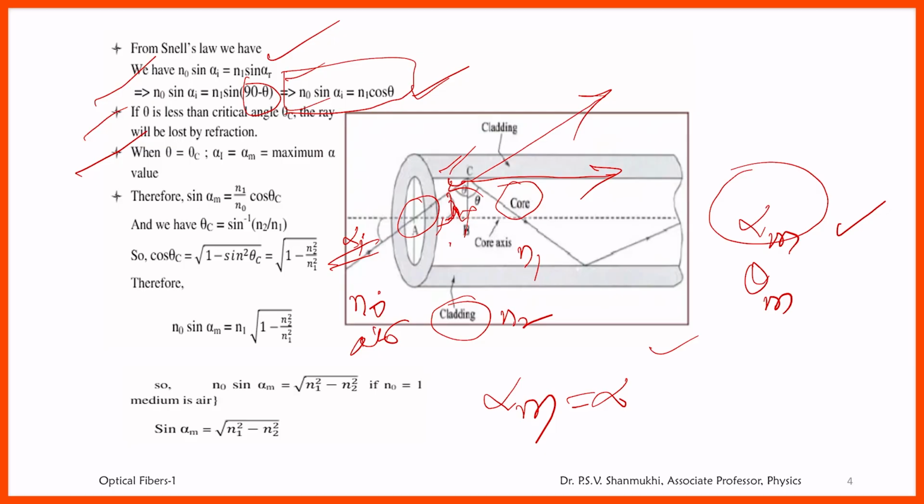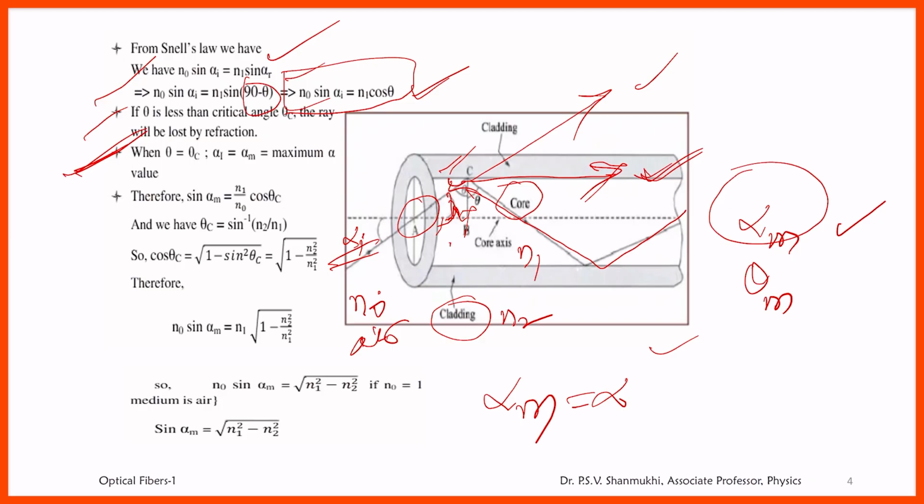Three chances are there. In the first case, that is refraction, the light will be lost. In the second case, the light ray is incident at the critical angle and, without suffering any deviation, travels along the boundary of separation. If the incident angle theta is greater than theta c, it undergoes total internal reflection. Now I analyze the case where theta is equal to theta c at the core and cladding interface. For that, what should be the incident angle? Alpha m. I am taking this condition, that at theta equal to theta c, alpha is equal to alpha m, the maximum value.